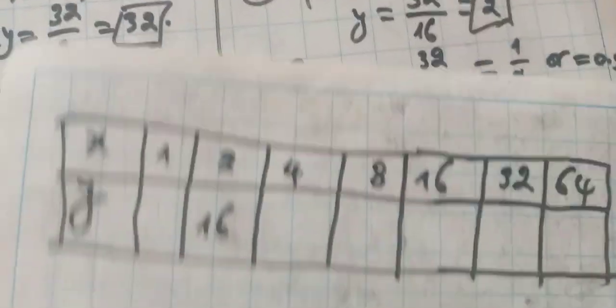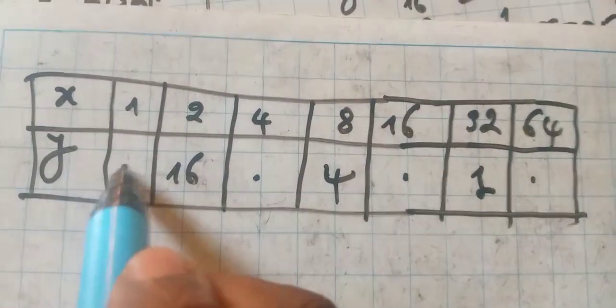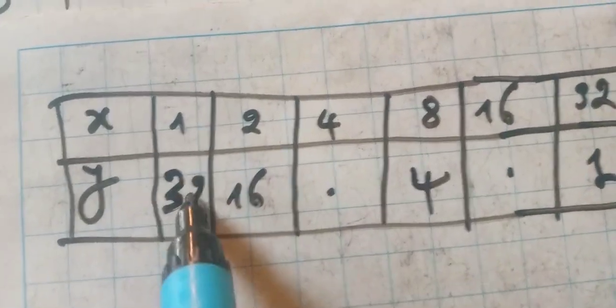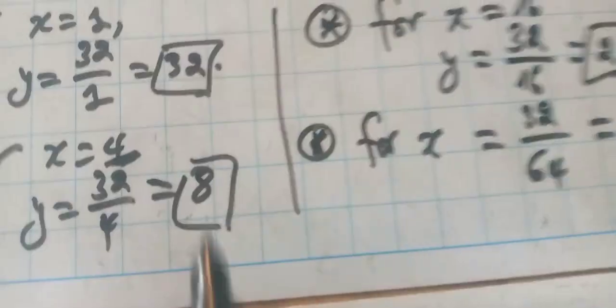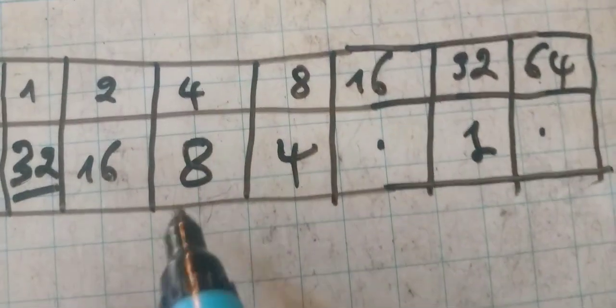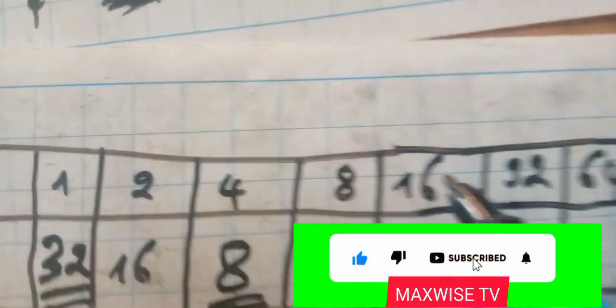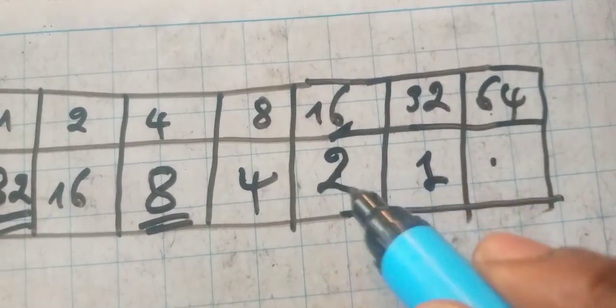Right? Now, for 32 here I have 1. Here we have a 4. You remember that we have seen if we have x which is equal to 1, we have y which is equal to 32. That's why here I have 32 here. When you have x which is equal to 4, my y will be 8. That's why here I have 8. For x which is 16, here I will have y which is equal to 2. Now I have 2 here.